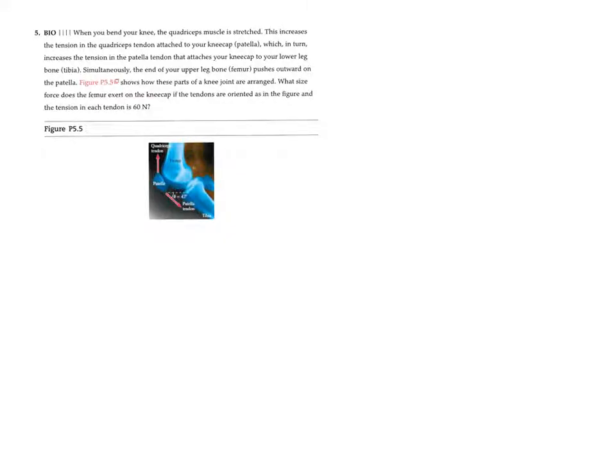All right, this one's a little difficult to see, so I'm going to do the force diagram over here. There's a lot of words, it's tough to get through, but if you look, we have a tendon going up, and it has 60 newtons on it. And we also have a tendon going down, and it also has 60 newtons on it. And they're telling us there's an angle in here of 42 degrees.